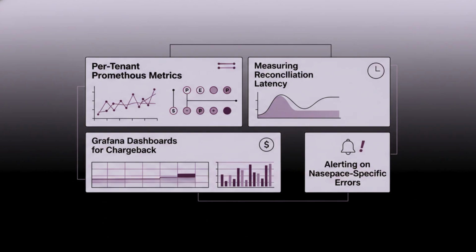We should monitor reconciliation latency, the time it takes for an operator to move the system from its current state to the desired state. High latency often indicates a bottleneck in the operator logic or the underlying API server. By setting up alerts on per-tenant metrics, we can identify and resolve issues before they affect the entire cluster.